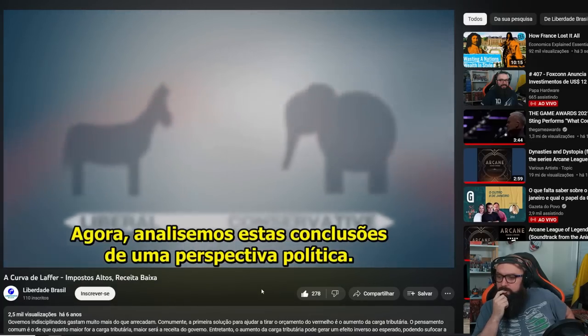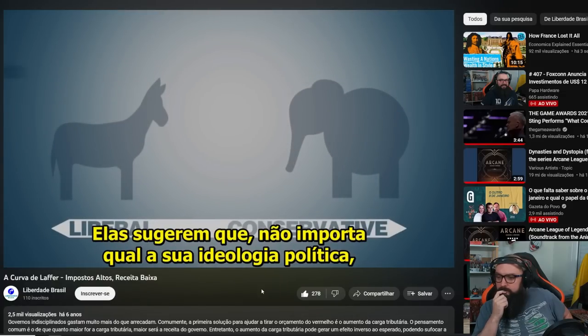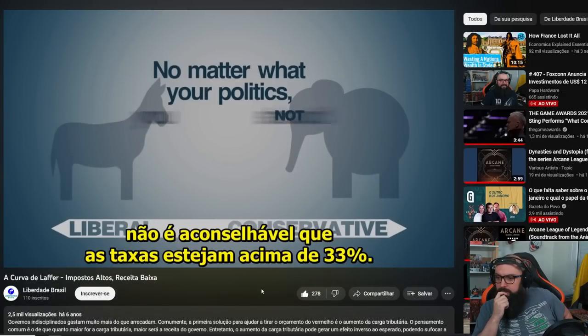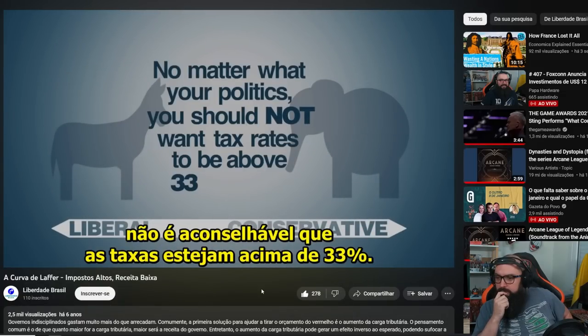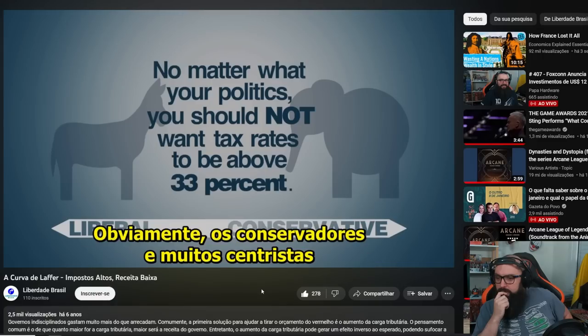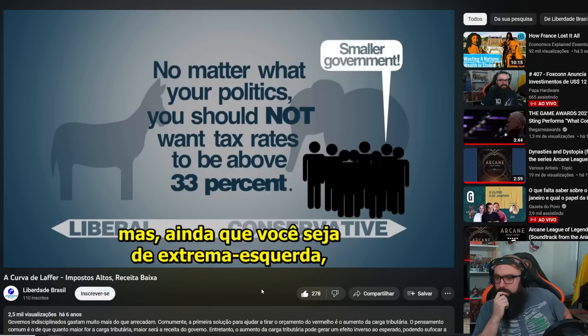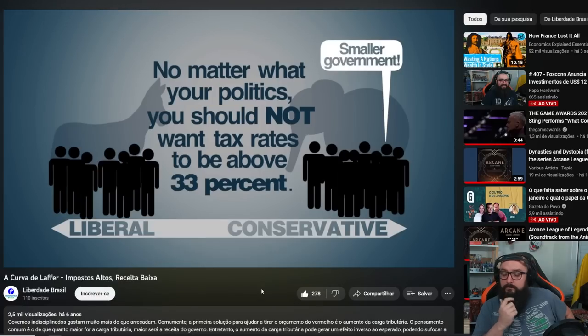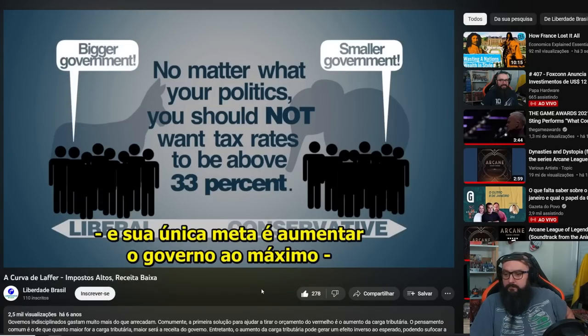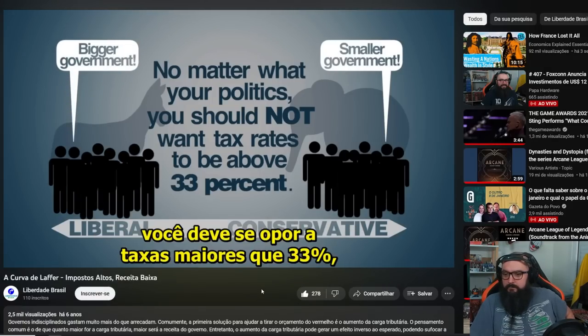Let's now put these findings into political terms. They suggest that no matter what your politics, you should not want tax rates to be above 33%. Obviously, conservatives and many moderates think rates should be lower than that. But even if you are an extreme left-winger and your only goal is to make government as big as possible, you should still oppose a tax rate higher than 33%.